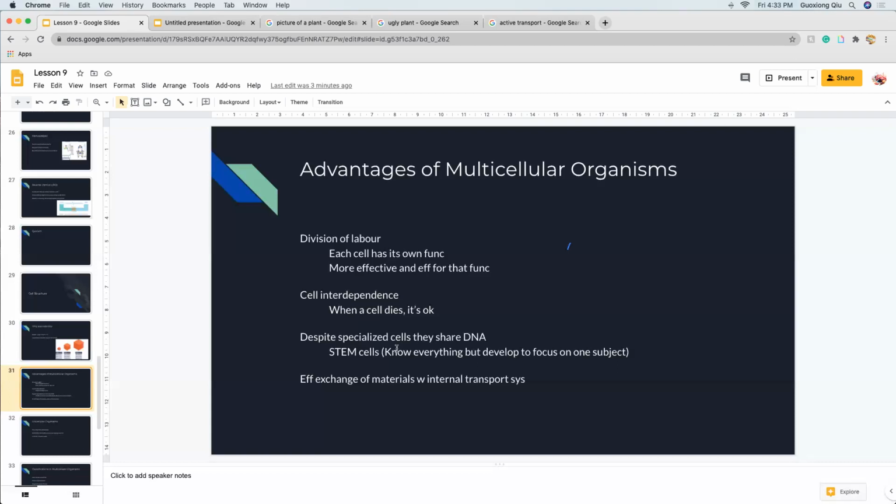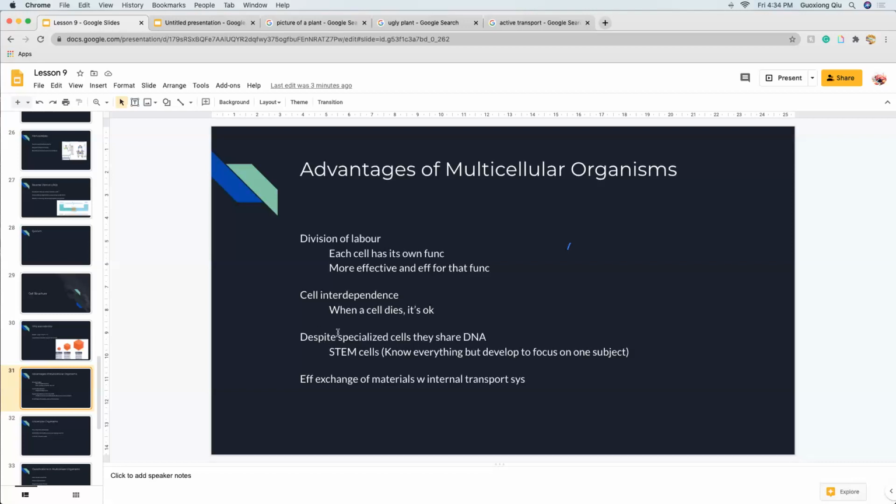Anyway, despite specialized cells, they share DNA. So even though we have different kinds of cells, let's go back to our liver and stomach cells. Your stomach cell is actually able to perform liver cell functions because in the end, the composition of cells are pretty similar. They have a nucleus, they have centrioles, and so on. So they share DNA, but it's just not as efficient.